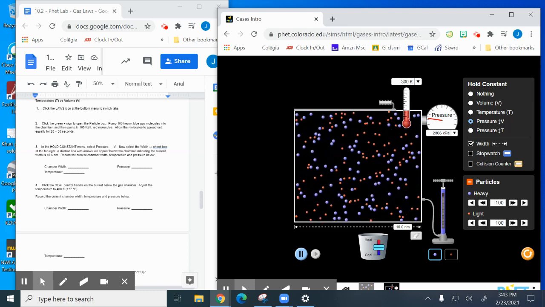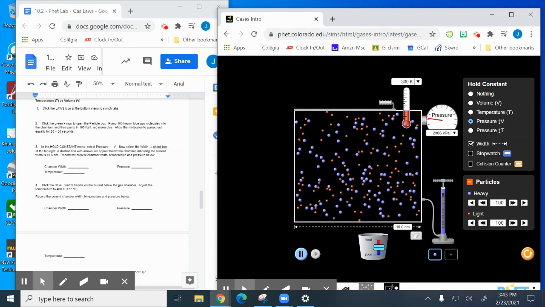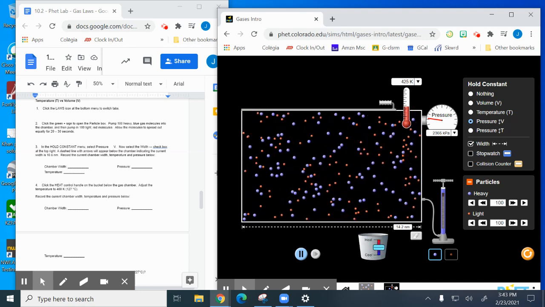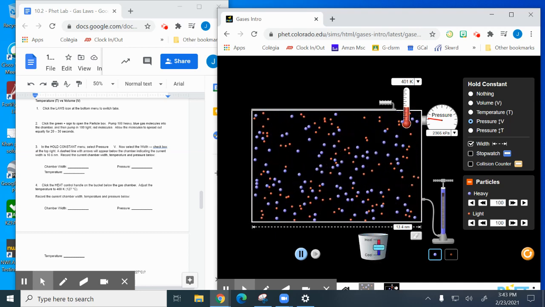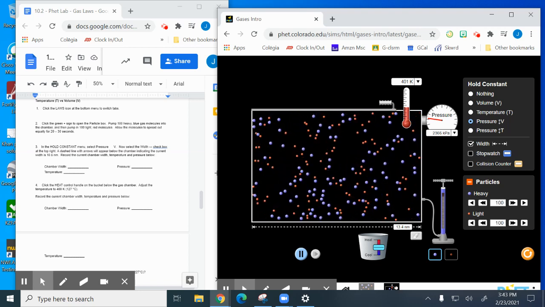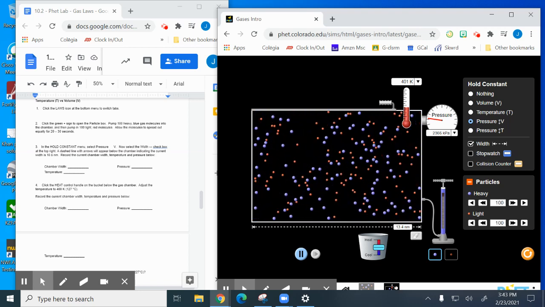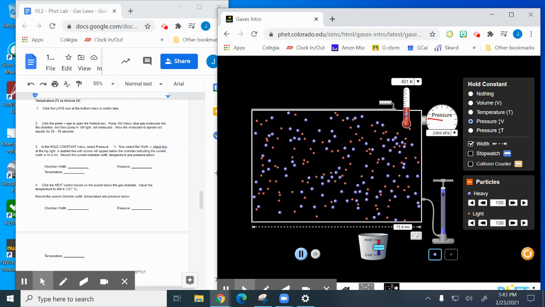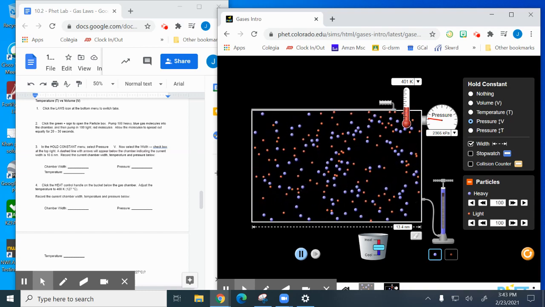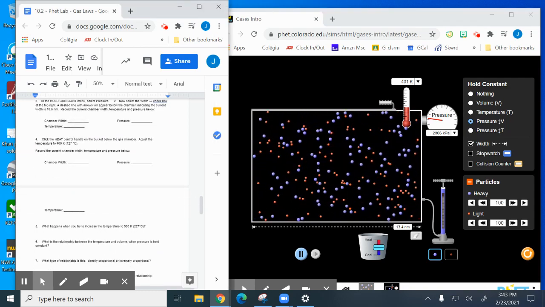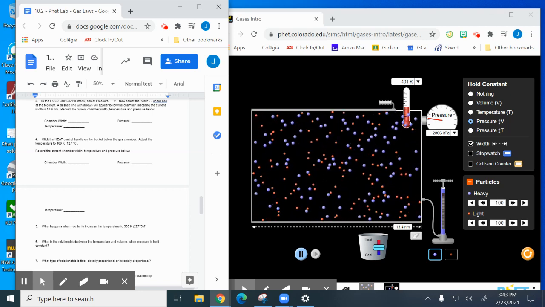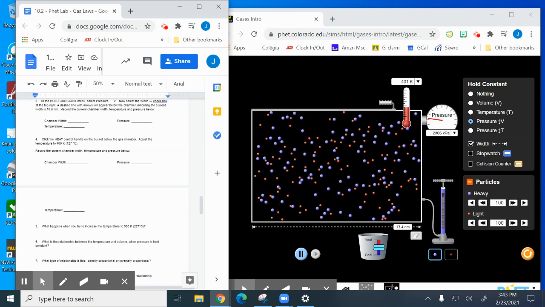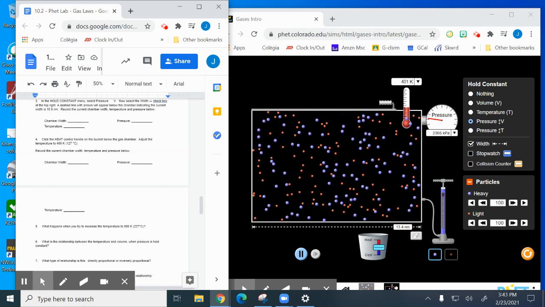Now we're going to take the heat control and increase the temperature to 400 Kelvin. Oops, I went a little past. All right, now what happened? Read the current chamber width. Okay, so we were holding the pressure constant, so the chamber width had to expand to accommodate the increased energy, right? We increased the temperature, which increased the kinetic energy of the molecules, and which would have increased the pressure, except we told the system to hold the pressure constant, so it had to change the size of the container instead.